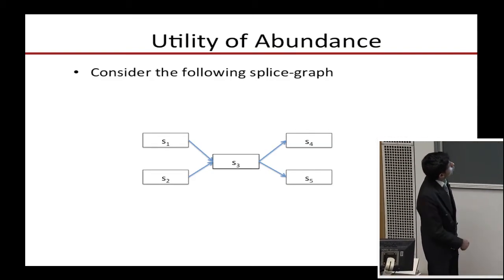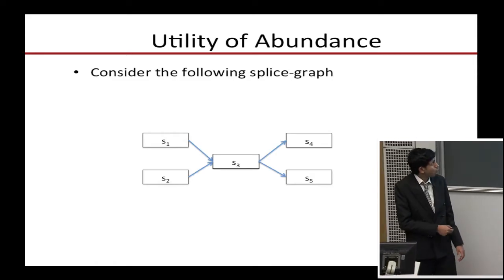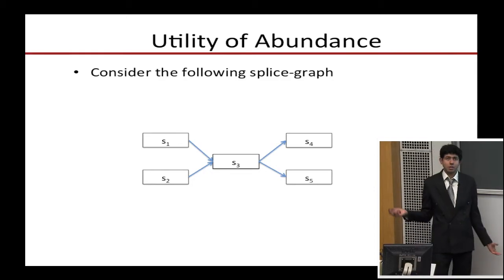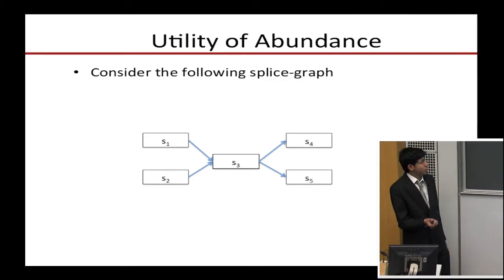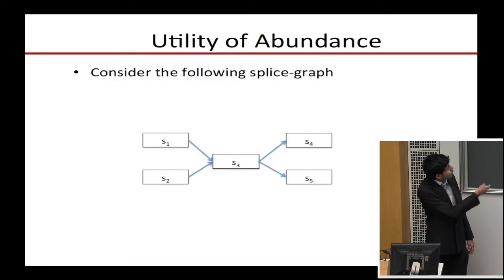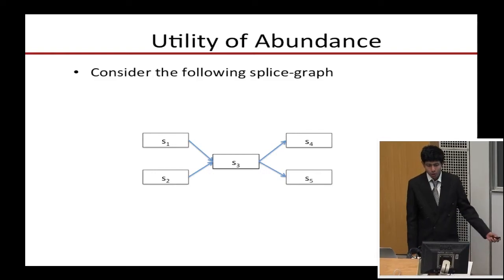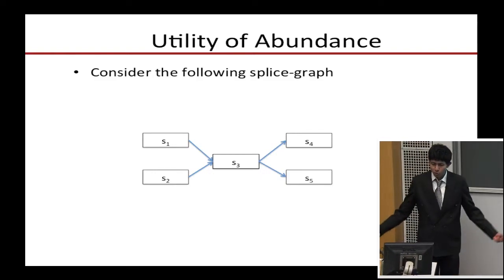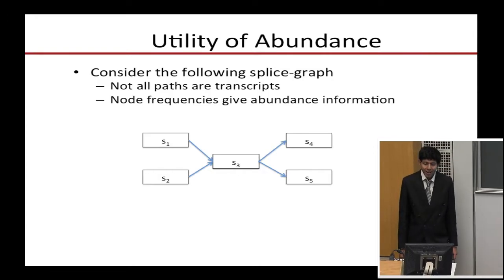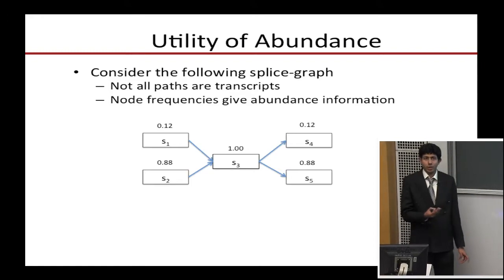So now there are two possible ways to go through this graph. One is to say S1, S3, S4 is a path, and S2, S3, S5 is a path. Another way is to say S1, S3, S5 is a path, and S2, S3, S4 is a path. So which of these two ways is correct?